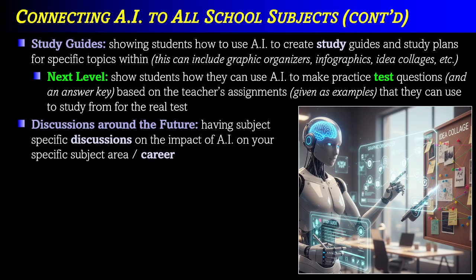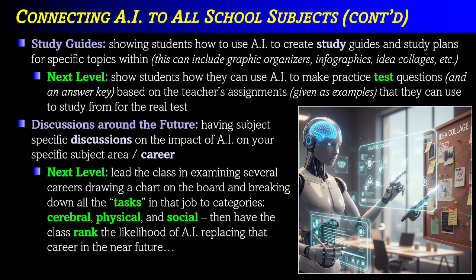We can have discussions about the future, having subject-specific discussions on the impact of AI in your specific subject area or the related careers to your specific subject area. On the next level, lead the class in examining several careers. Draw a chart on the board, breaking down the tasks in that job into categories like cerebral tasks versus physical versus social tasks, and then have the class rank the likelihood of AI replacing that career in the near future.